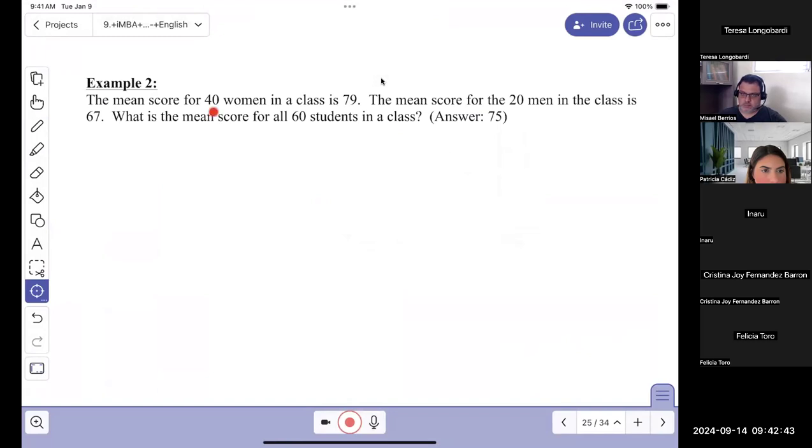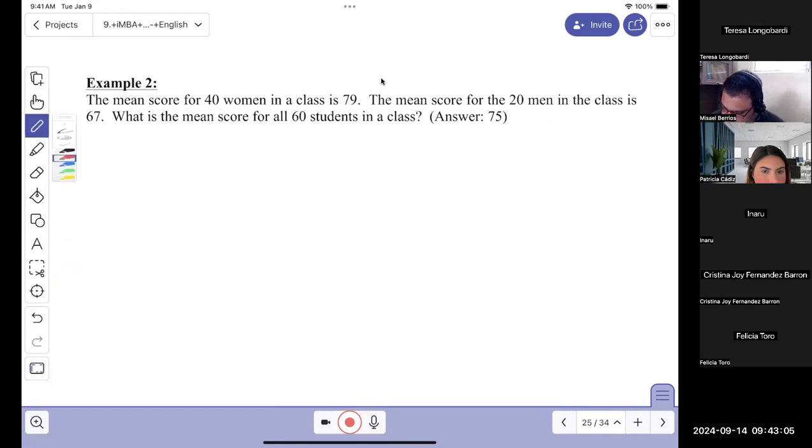So here the mean score for 40 women in a class is 79. The mean score for 20 men in the class is 67. What is the mean score for all? Now this is also a weighted mean. However, I didn't give you the weights. I gave you information that you can use to compute the weights, but I didn't give you the weights exactly.